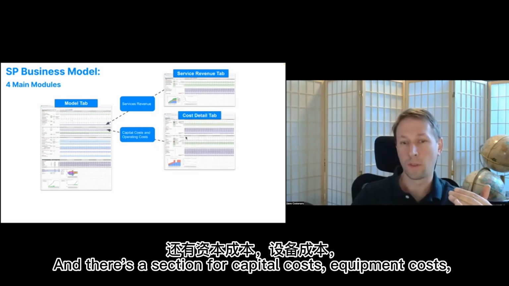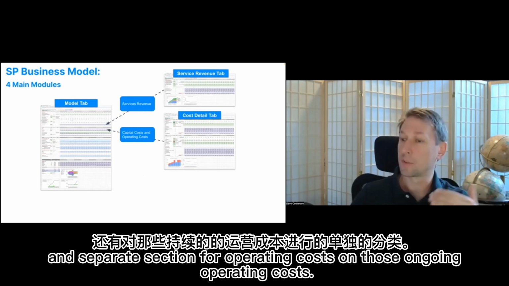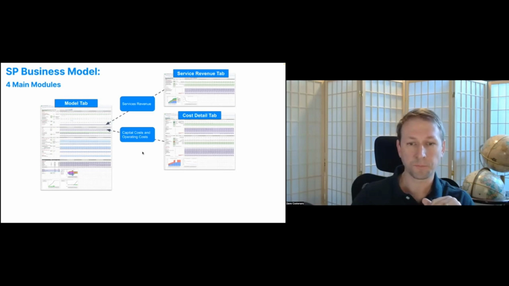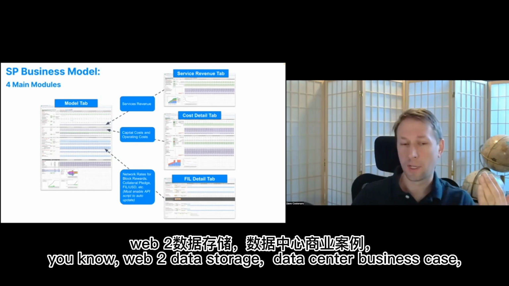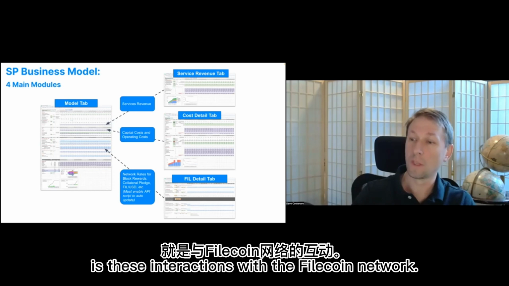your costs. And there's a section for capital costs or equipment costs, and a separate section for operating costs, those ongoing operating costs. Finally, what you don't have in a typical Web2 data storage data center business case is these interactions with the Filecoin network.